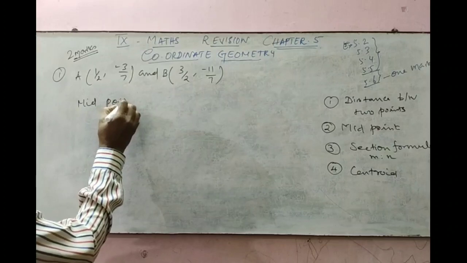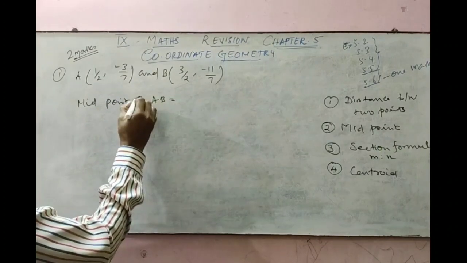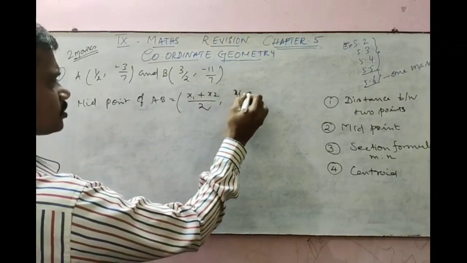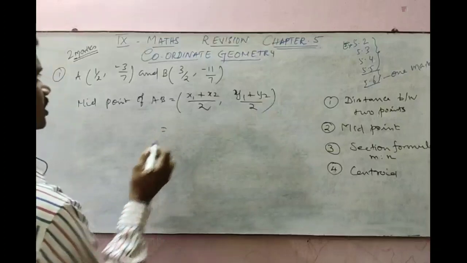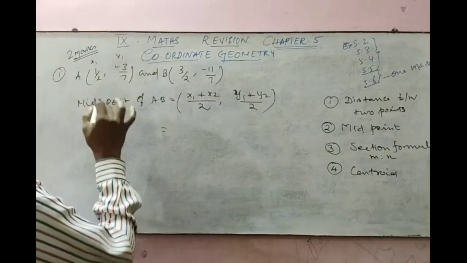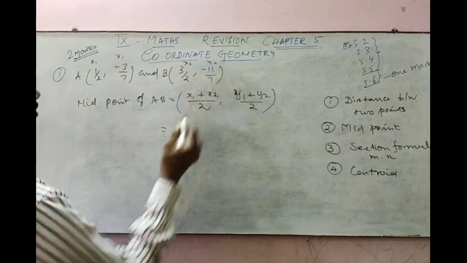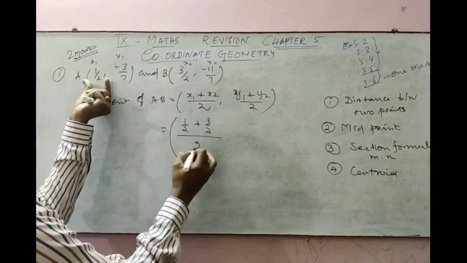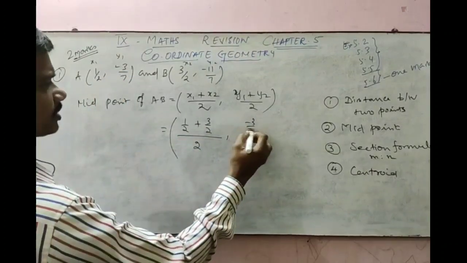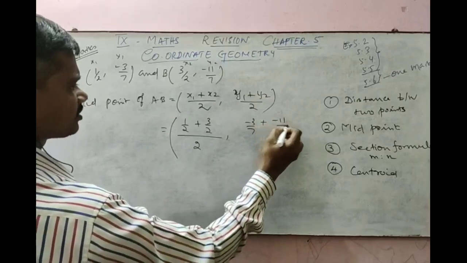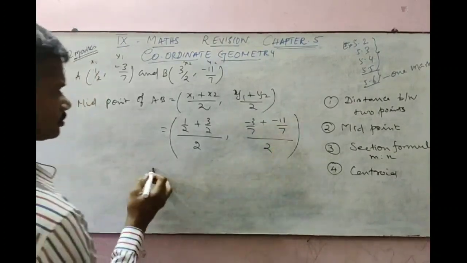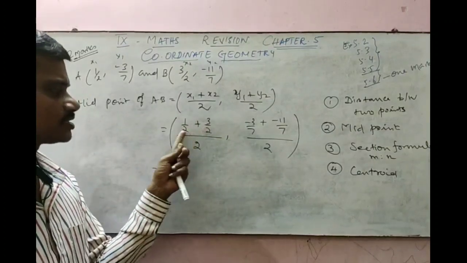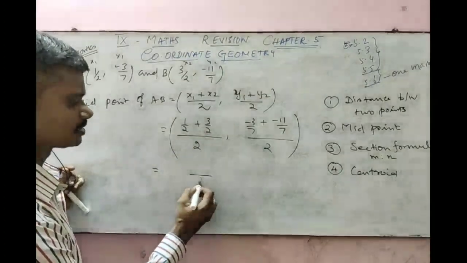So the midpoint of AB equal to, the formula is x1 plus x2 by 2 comma y1 plus y2 by 2. Using that formula, again here the coordinates are x1 and y1, x2 and y2. So first I am going to take the x1, that is 1 by 2 plus 3 by 2 whole divided by 2 comma minus 3 by 7 plus of minus 11 by 7 whole divided by 2. Since the numerators are in fraction, you just add those two fractions. Denominator is the same, you can add the numerator as it is.